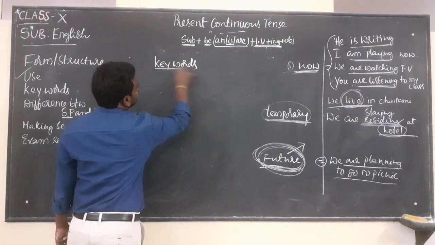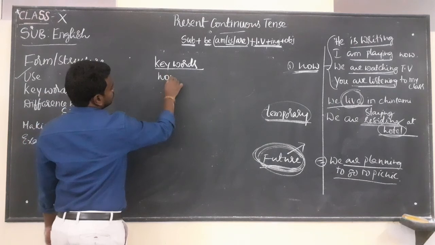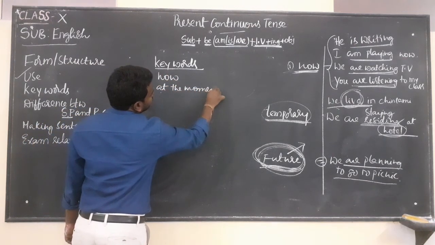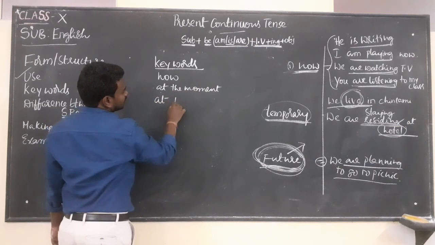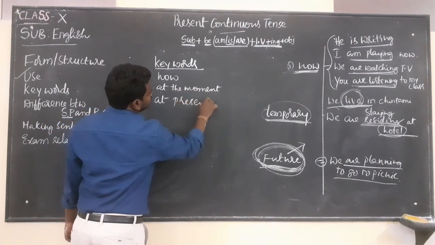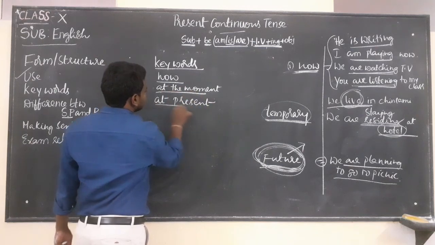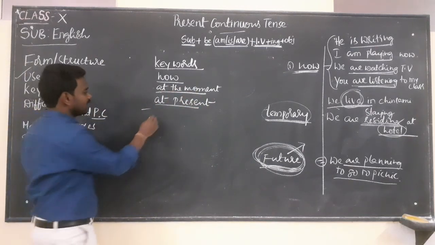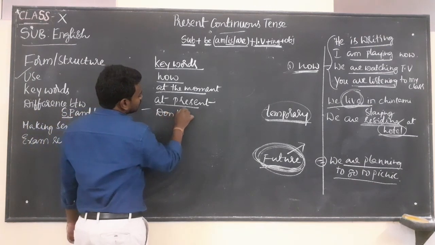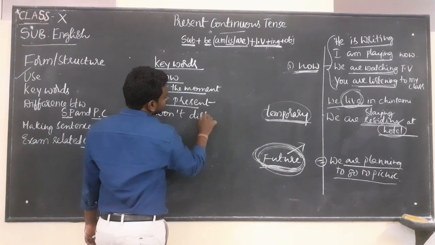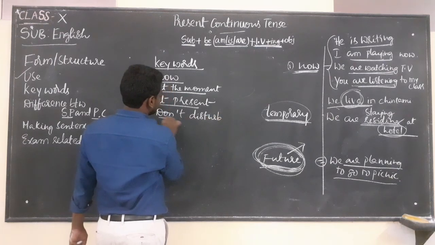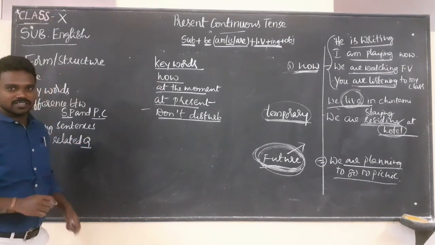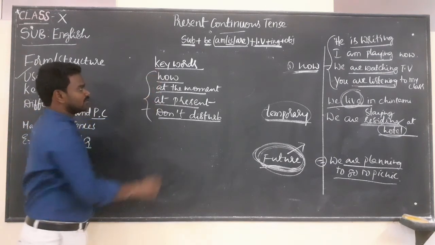Keywords in present continuous tense. Now, at the moment, at present. So there are some phrases with imperative phrases, something like "don't disturb." Some phrases like these we use in present continuous.